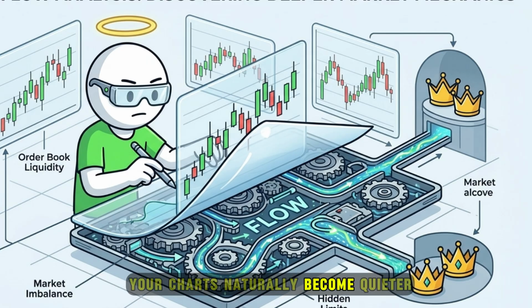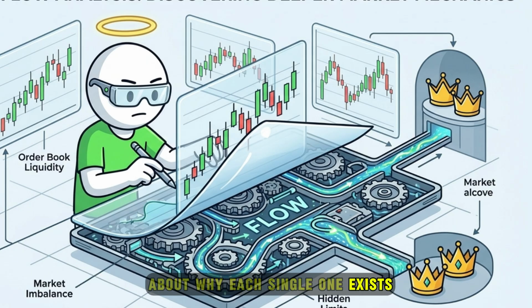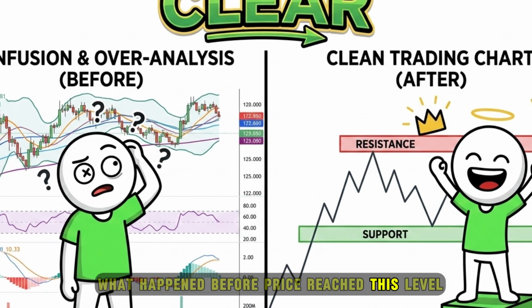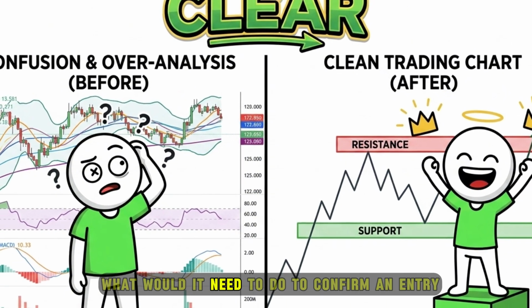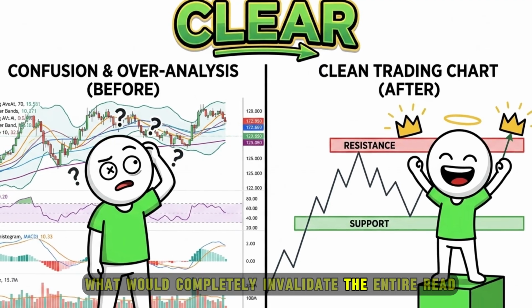Your charts naturally become quieter. You delete 3 indicators, you mark fewer levels, and you're far more specific about why each single one exists. You start annotating not just the zone, but the live narrative. What happened before price reached this level? What would it need to do to confirm an entry? What would completely invalidate the entire read?